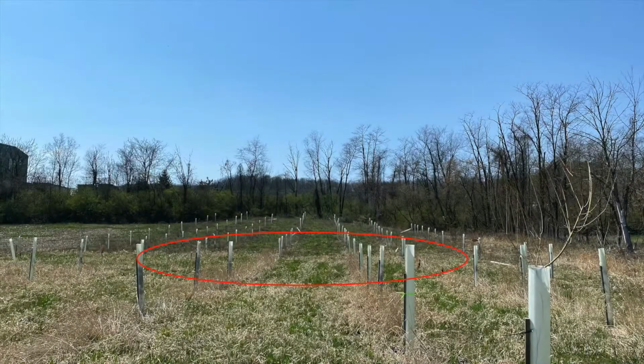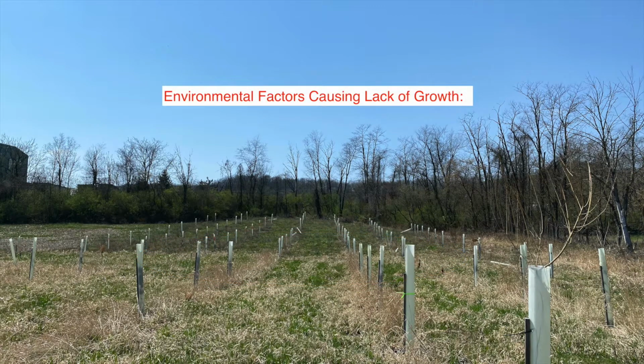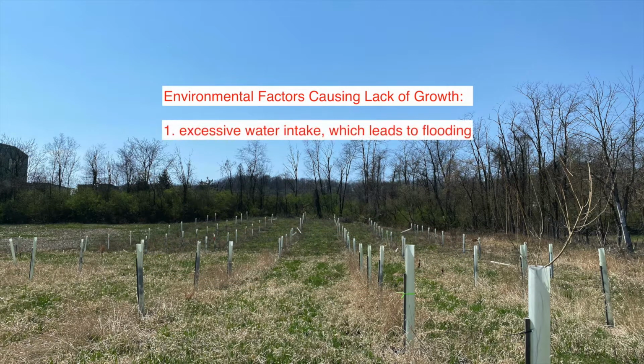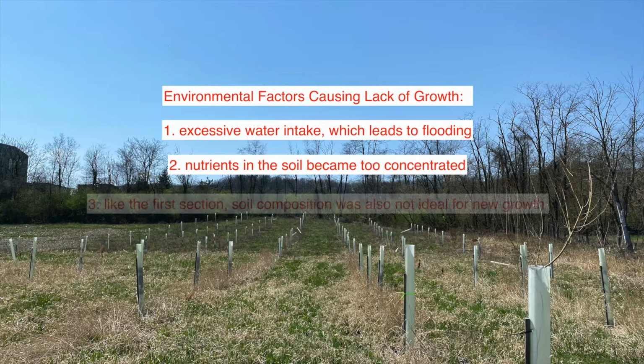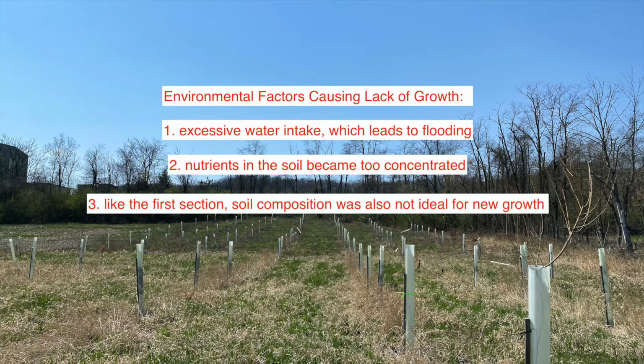In terms of the swampy field, some factors that could have come from this area include 1. Too much water coming in at once, resulting in flooding. 2. Nutrients in the soil may have been too concentrated. Or 3. Soil composition may not have been ideal as well.